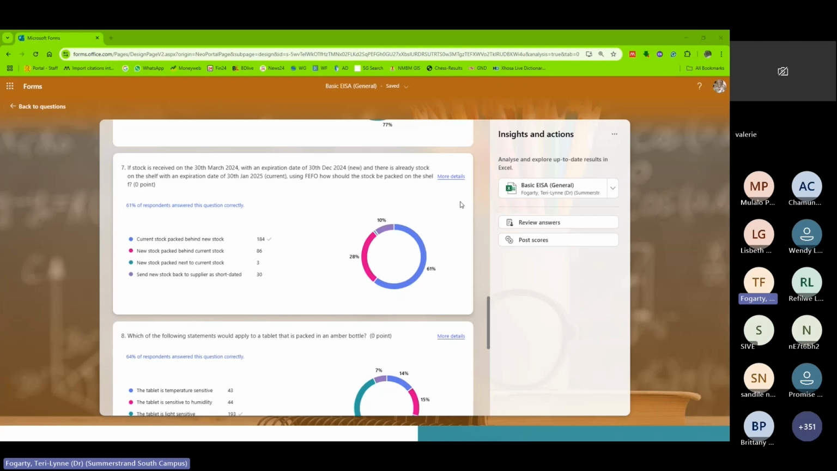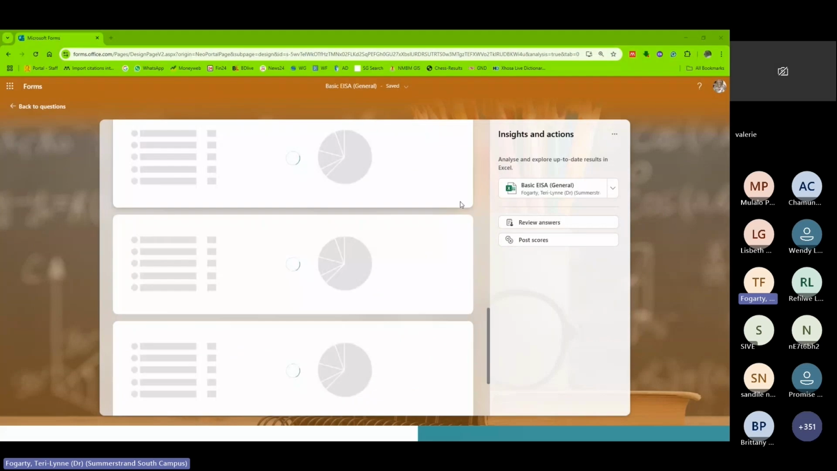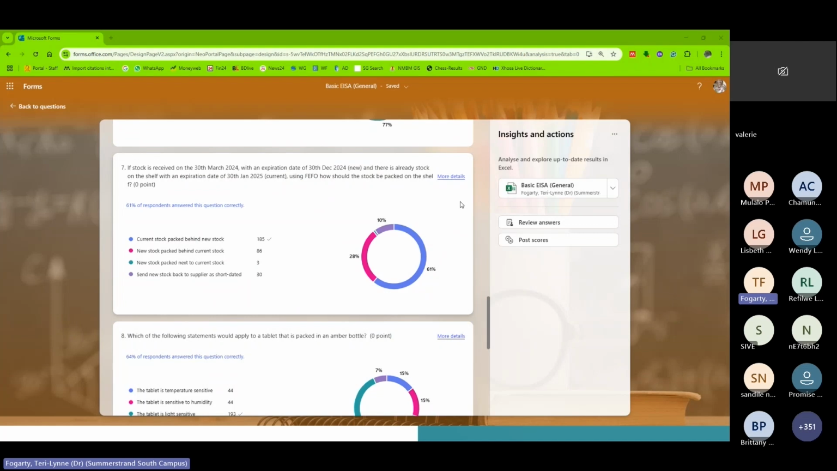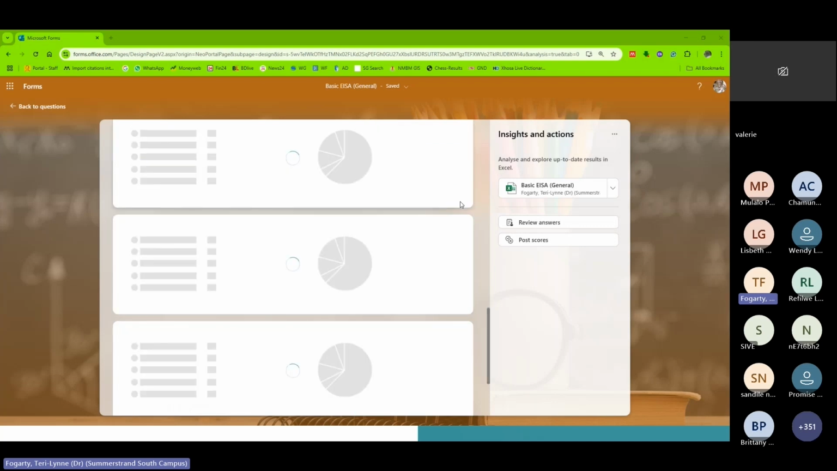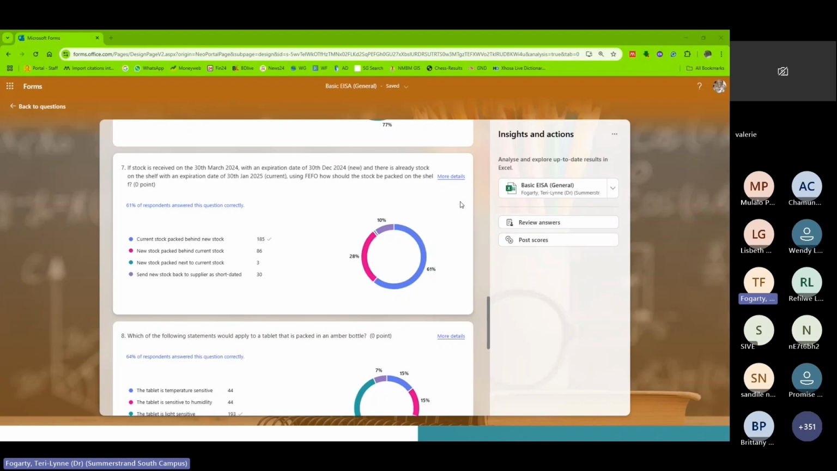That's your new stock that's just come in. But when you go to the shelf to pack your new stock onto the shelf, you see that there is already stock on the shelf, but that stock has got a date of the 30th of January 2025. So it's got a later expiry date. Then it says, now you must use FEFO. So now you have to know, what is FEFO? Well, it's first expiry, first out. That's the principle that you're told to use in the question. And then you need to understand, what does first expiry, first out mean? It means that the one with the earlier expiry date must go in the front of the shelf, and the one with a later expiry date must go at the back of the shelf.